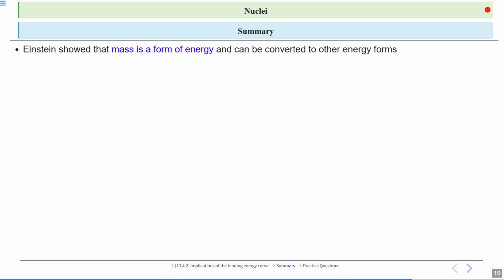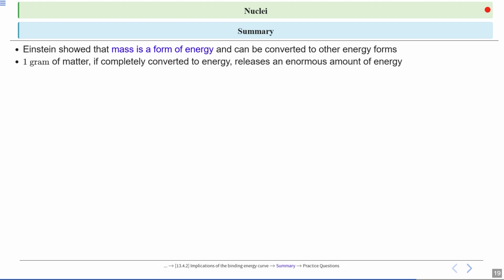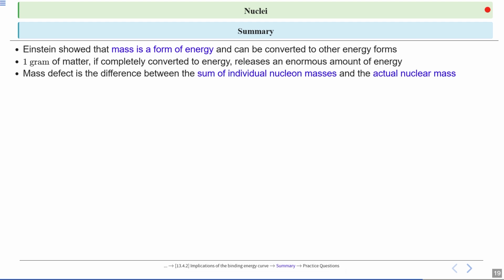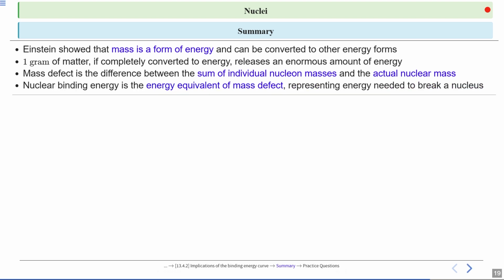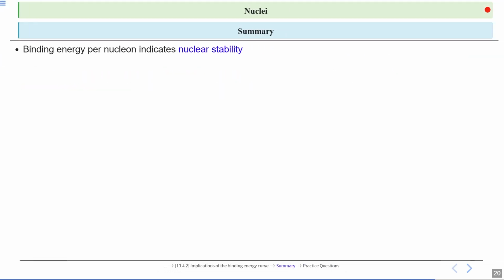We started with Einstein's mass-energy equivalence. Einstein showed that mass is a form of energy and can be converted into other energy forms. 1 gram of matter, if completely converted to energy, releases an enormous amount of energy. Mass defect is the difference between the sum of individual nucleon masses and the actual nuclear mass. Nuclear binding energy is the energy equivalent of mass defect, representing the energy needed to break a nucleus. Binding energy per nucleon indicates nuclear stability.